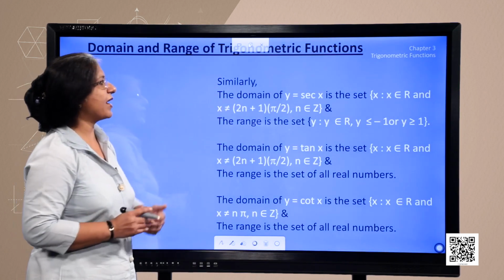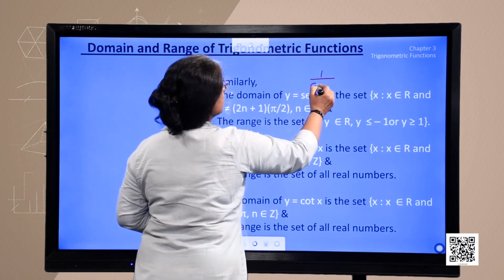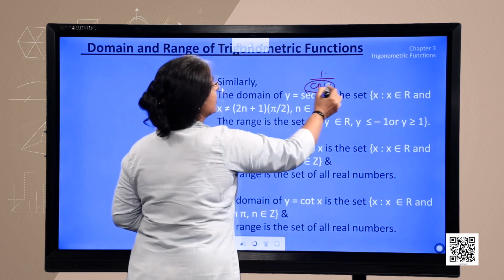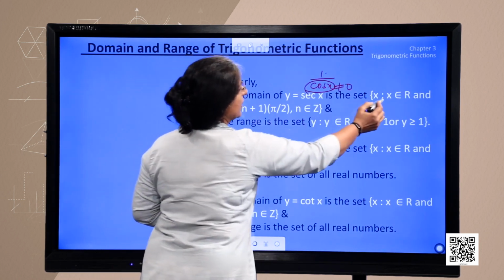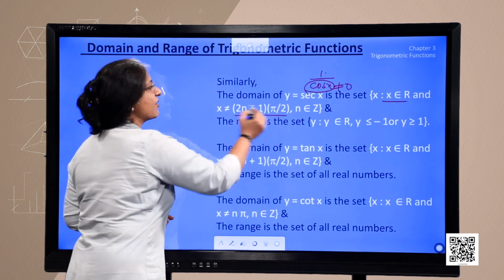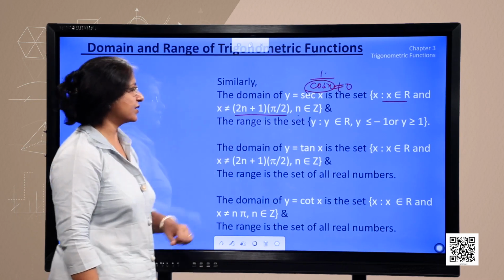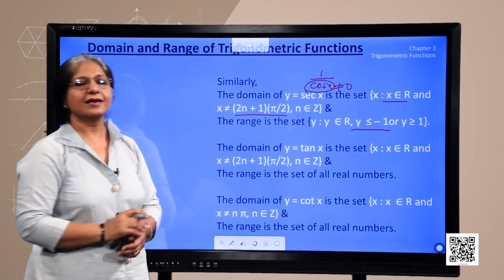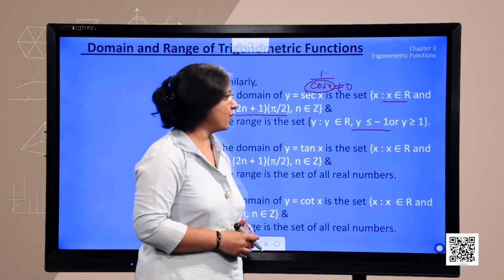Now, the domain of y equal to secant x, because secant x is 1 upon cos x. Here 1 upon cos x should be defined, so cos x should not be equal to 0, as we have discussed earlier. Therefore, the domain is all real numbers except odd multiples of pi by 2, for any integer n, and the range is again the same as for cosec x: y is less than or equal to minus 1 and greater than or equal to 1.